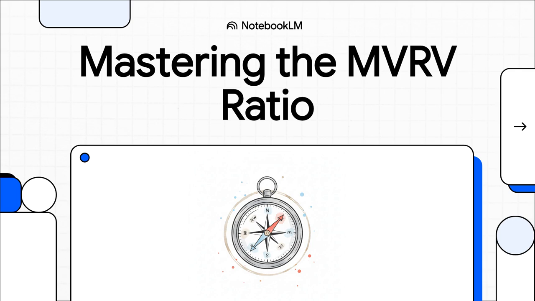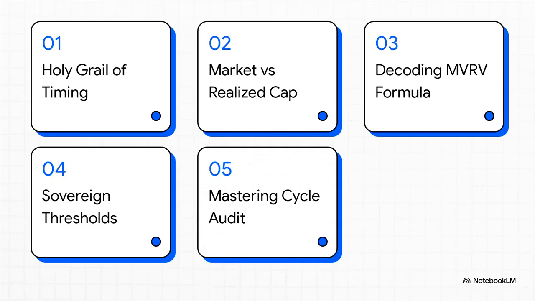Let's get into it. Here's the roadmap for today's intense curriculum. We've got 5 pillars to cover. The holy grail of timing, distinguishing market cap versus realized cap, decoding the exact MVRV formula, mastering those sovereign macro thresholds, and finally, executing your cycle audit. We're going to elevate you from an emotional amateur to a precise, data-driven architect.